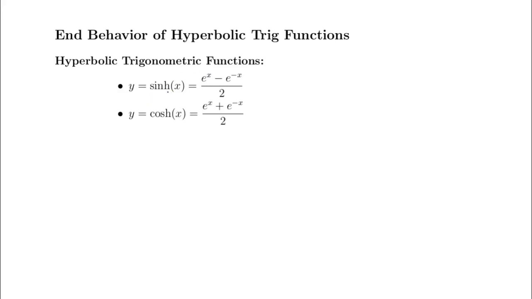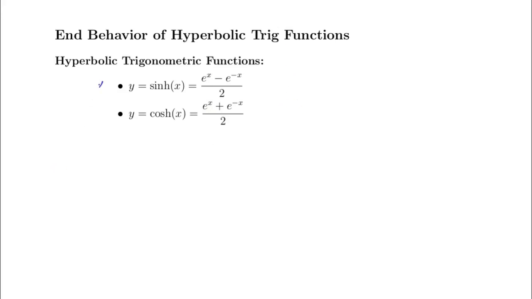Hyperbolic sine, or sometimes people will call this sinh, is defined as e to the x minus e to the negative x, over 2. And hyperbolic cosine, or sometimes people will read this as cosh, is e to the x plus e to the negative x, over 2. Notice we just are switching this sign right here. Since this is just combinations of e to the x's and stuff like that, we can find end behavior limits.